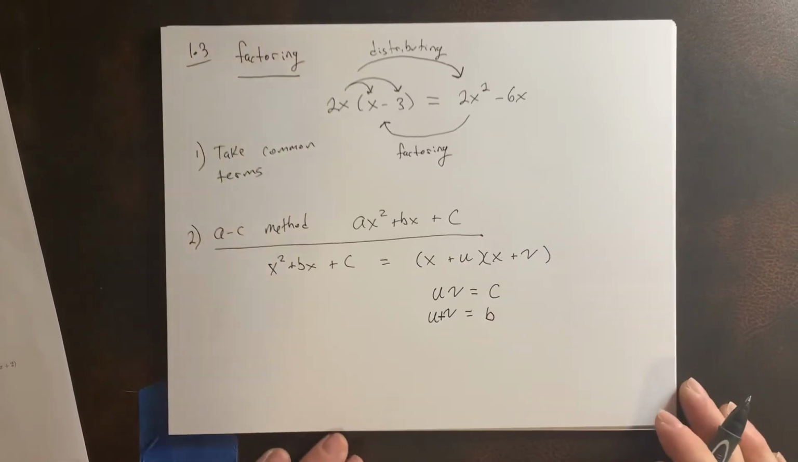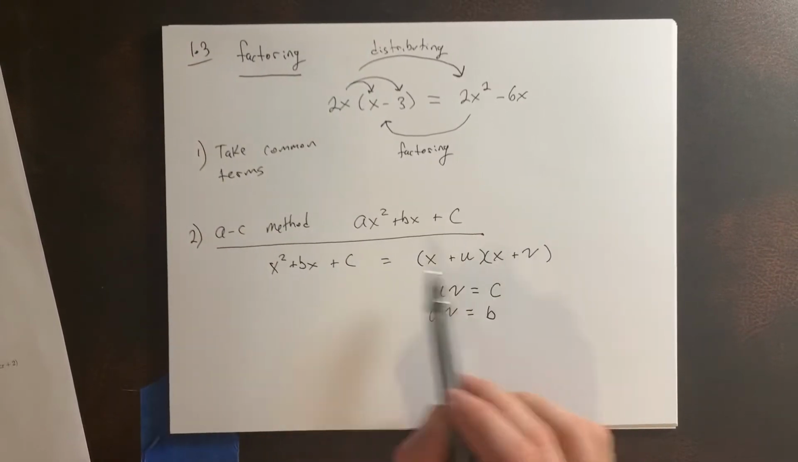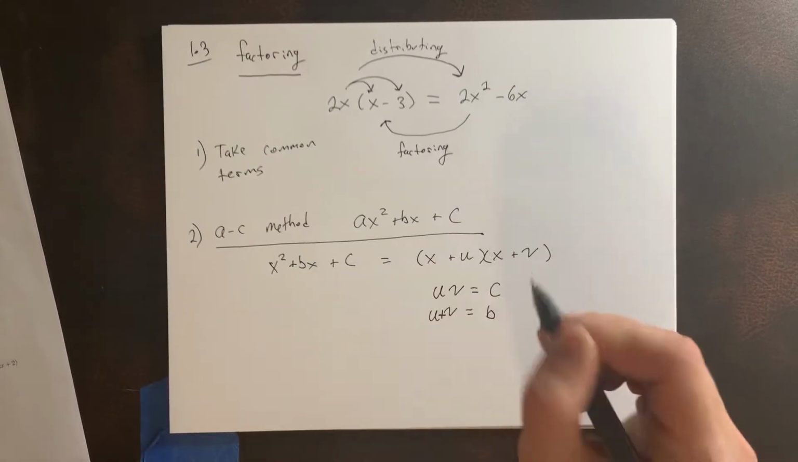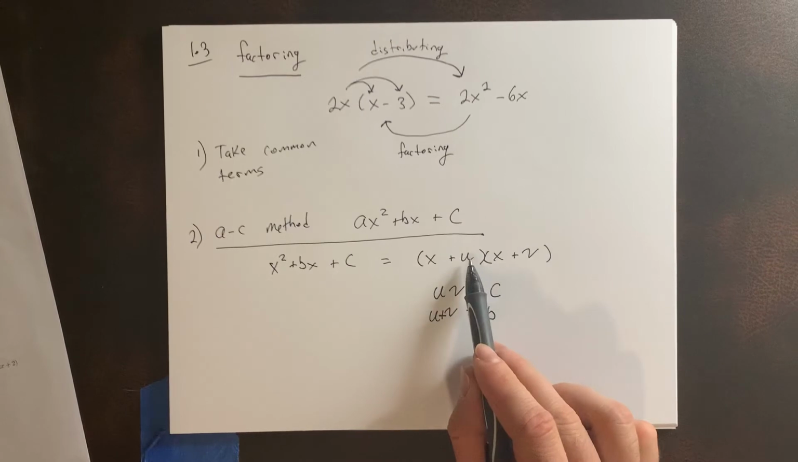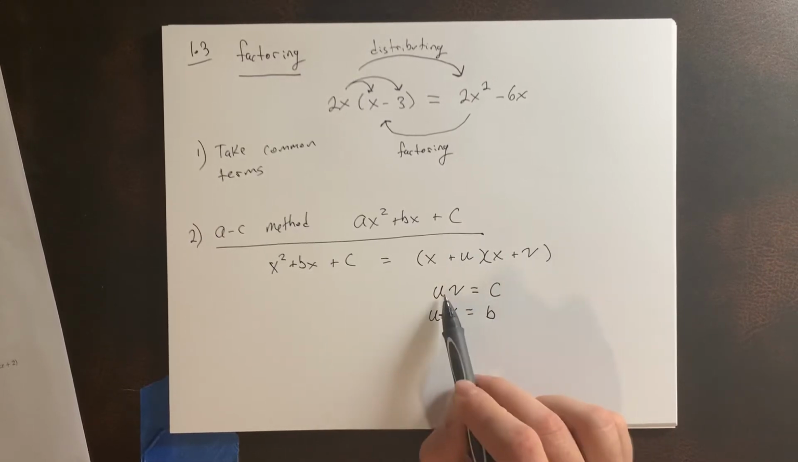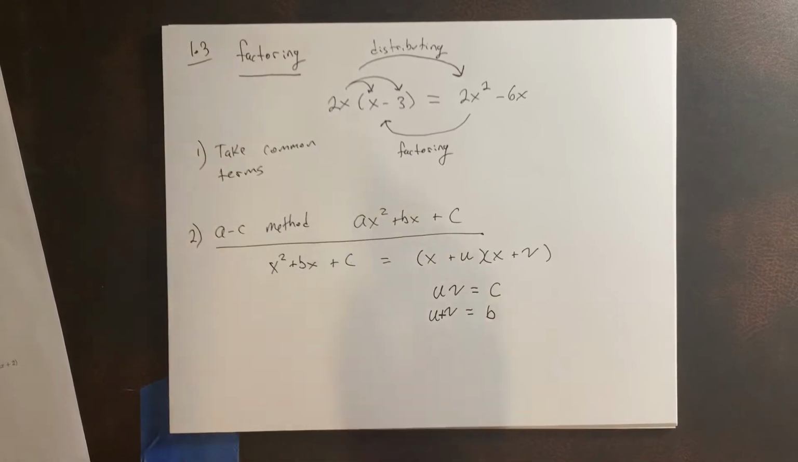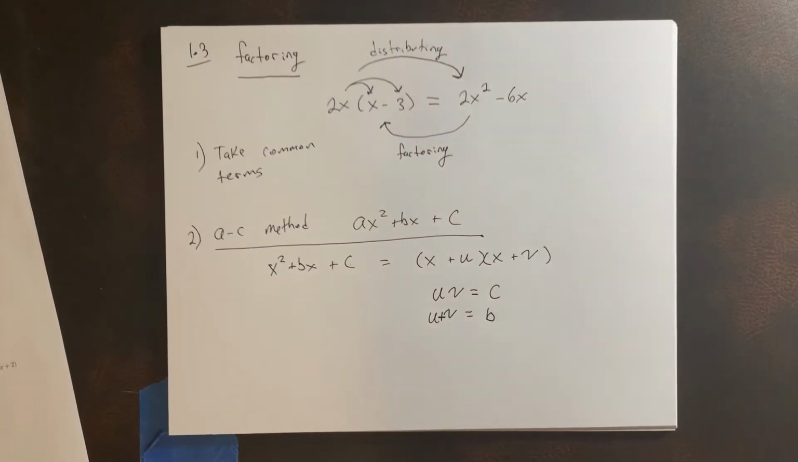So again, whenever we have just a 1 in front of the x squared, this is always the step. The first thing you do is just write 2 sets of parentheses. We put an x here and an x here, and now we're trying to look for these numbers u and v that have these 2 properties. We multiply them together, we get this last one, we add them together, and we get the middle one. So let's see that with an example.